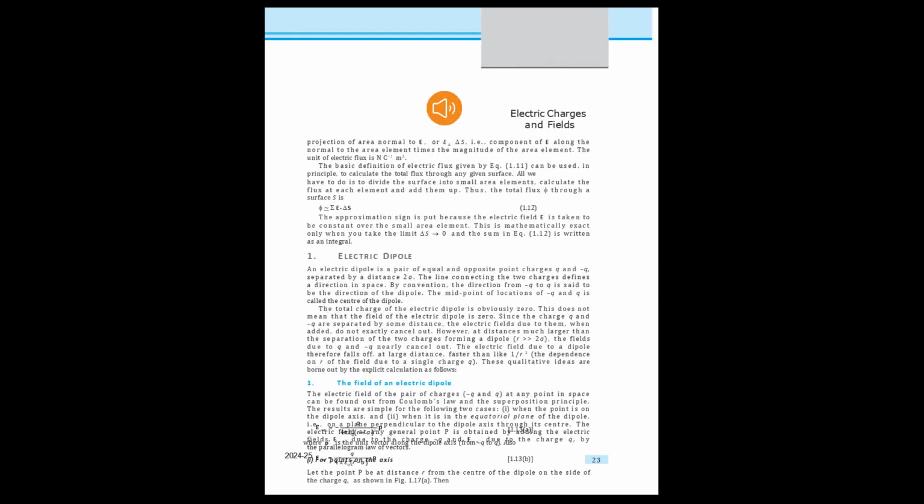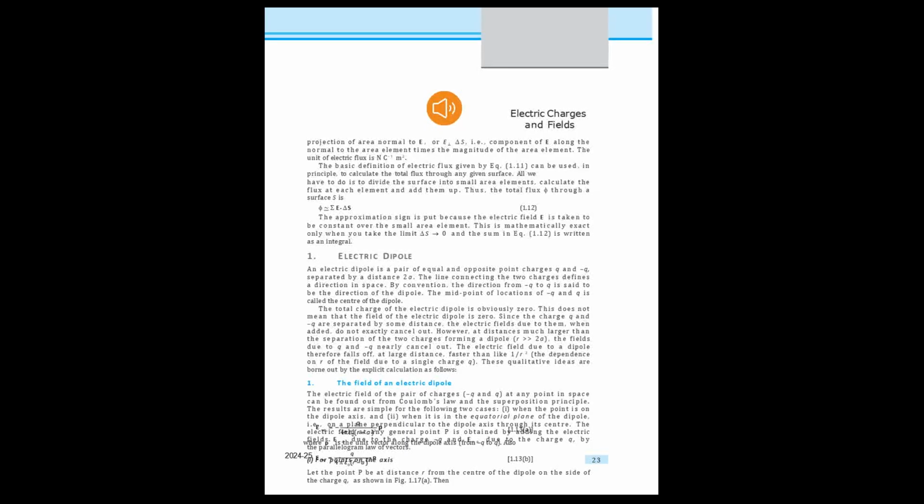However, at distances much larger than the separation of the two charges forming the dipole, in which case r is very much greater than 2a, the fields due to plus q and minus q nearly cancel out. The electric field due to a dipole therefore falls off at large distance faster than 1 by r square, the dependence on r of the field due to a single charge plus q. These qualitative ideas are borne out by the explicit calculation as follows.